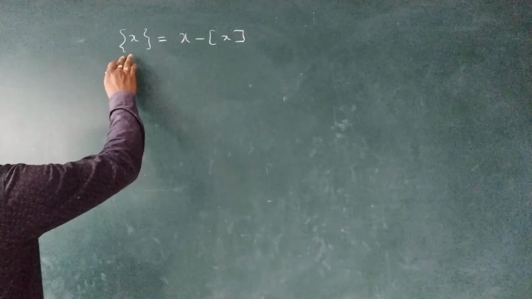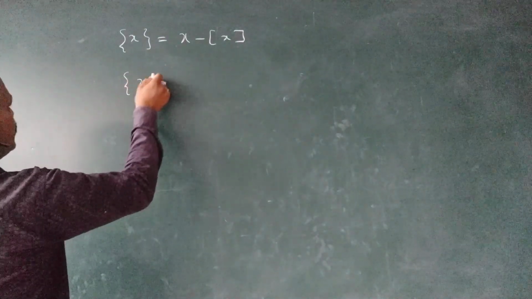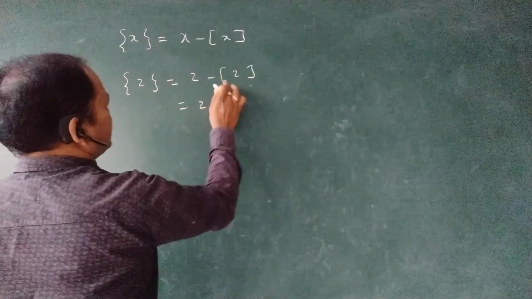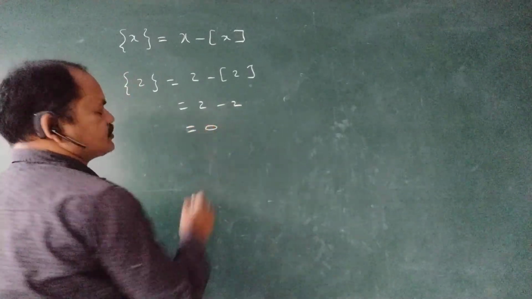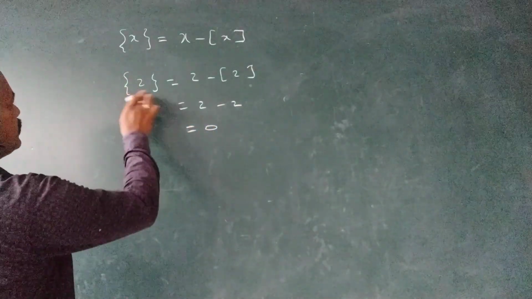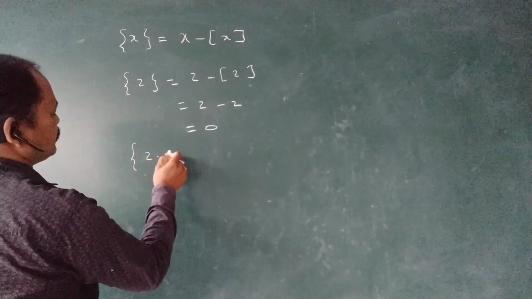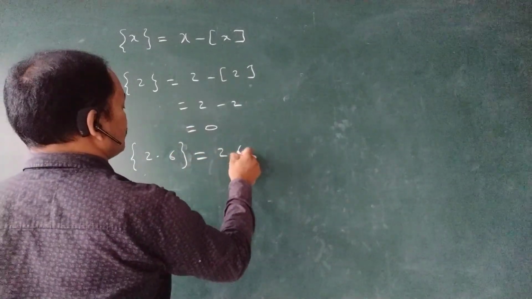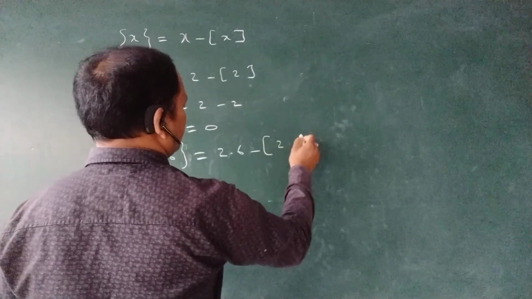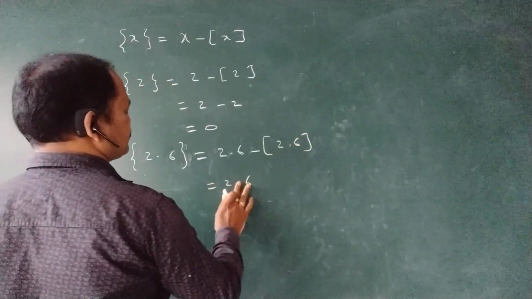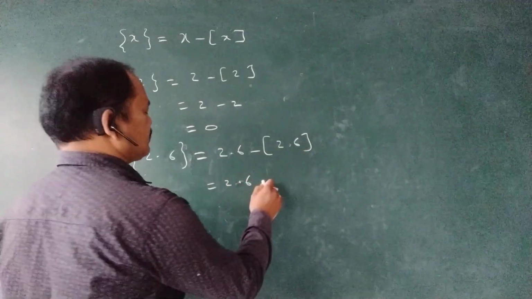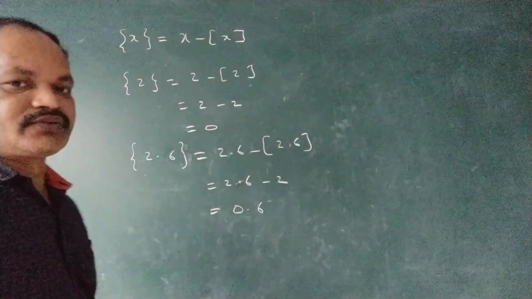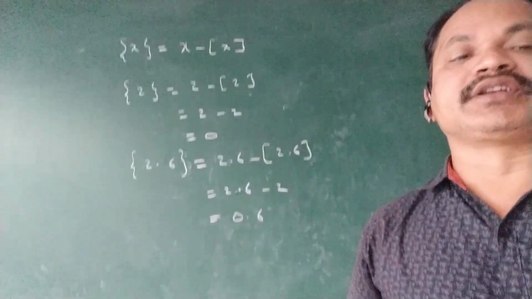Now the range is, suppose you substitute the fractional part of 2. It is 2 minus step of 2. So 2 minus step of 2 is nothing but 2 minus 2, that's why it is 0. Now, suppose you write the fractional part of 2.6, that is 2.6 minus step of 2.6. So step of 2.6 is nothing but 2. That's why 2.6 minus 2 is nothing but 0.6. That's why the domain is the real number set.